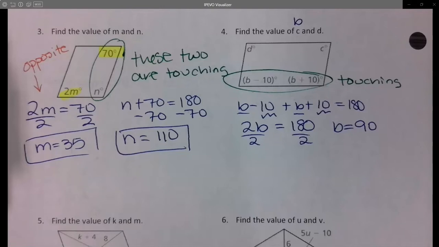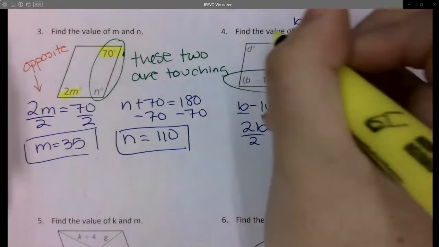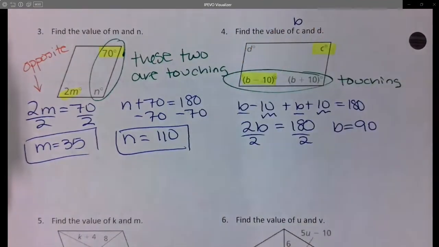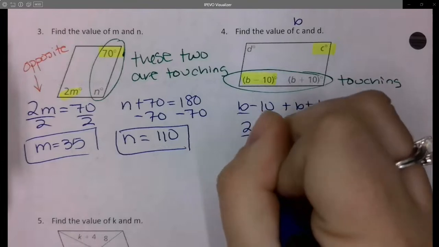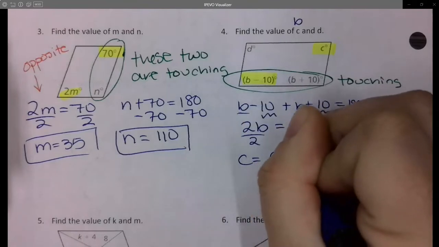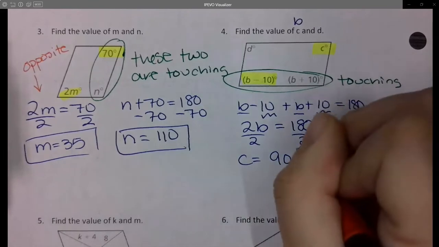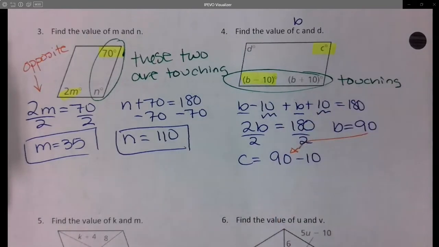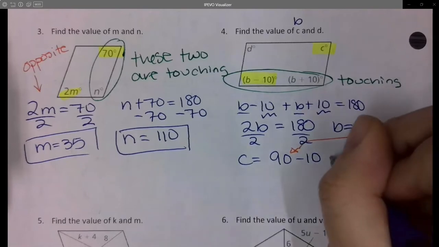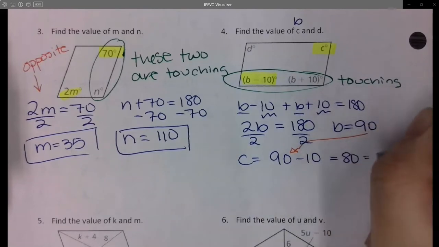So I can do the opposite ones. I can do C equaling B minus 10, and I know what B is. So I plugged in the 90. 90 minus 10 gives me 80.